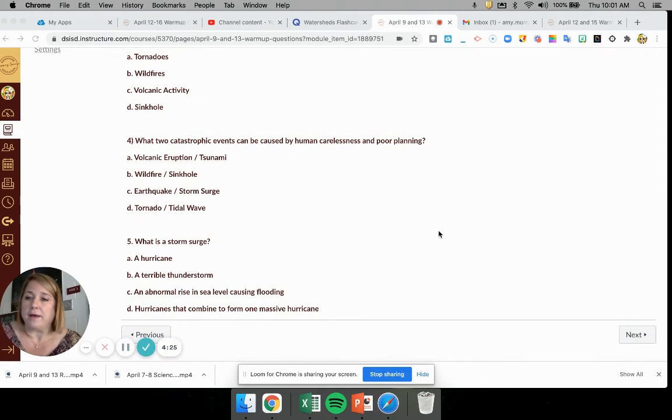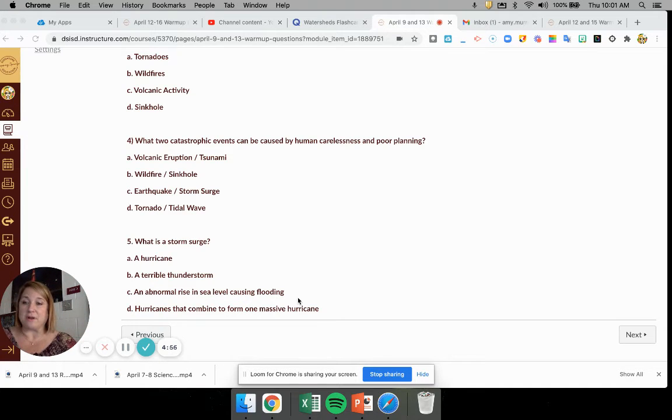All right. Number five, what is a storm surge? This keeps coming up in my classes. So what storm surge is, is an abnormal rise in sea level that causes flooding. That sea level rise is caused by the action of a hurricane as it rotates on its axis and is moving down its path at the same time. It is literally pushing water in front of it that causes bigger and bigger and bigger waves.